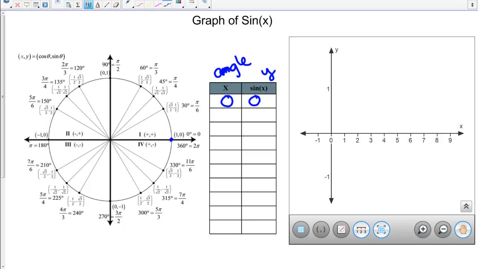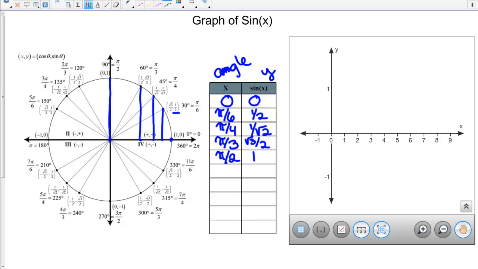At an angle of pi over 6, we have a height of 1/2. At pi over 4, we have a height of 1 over square root of 2. At angle pi over 3, we have a height of square root of 3 over 2. And at angle pi over 2, we have a height of 1.